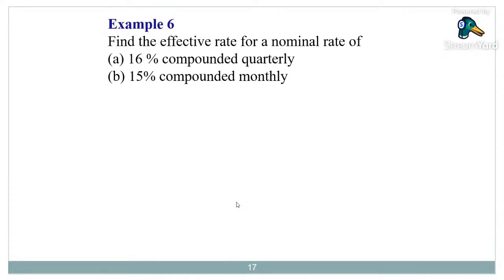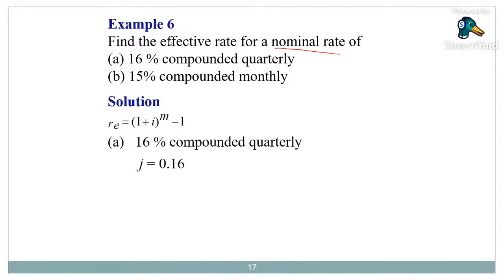Okay, example 6. Find the effective rate for a nominal rate of 16% compounded quarterly and 15% compounded monthly. So kat sini kita kena tahu apa dia punya I, apa dia punya M lah. Direct dua maklumat tu saja kita perlukan. So kalau 16 compounded quarterly, maksudnya kita ada 4 kali compound kat situ. Okay. Kalau ikutkan J kita ni 0.16. Tapi kita kena compound dia quarterly, 4 kali setahun. So M kita 4. So kalau ikut formula, effective rate is equal to 1 plus 0.16 over 4.